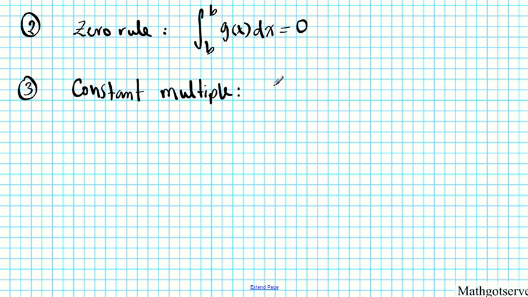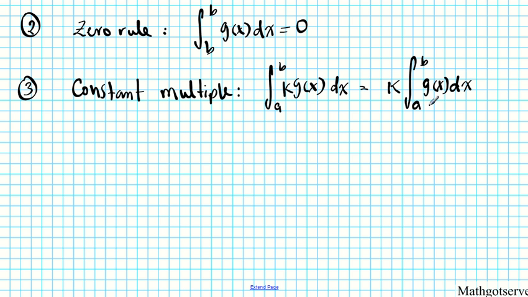So if I have the antiderivative from a to b of, let's say, a function g of x multiplied by a constant, so k times g of x dx. The constant multiple rule basically says that this is equal to k times the antiderivative from a to b of g of x dx. So basically, you can always factor out the multiple out of the expression that you're integrating. Okay.